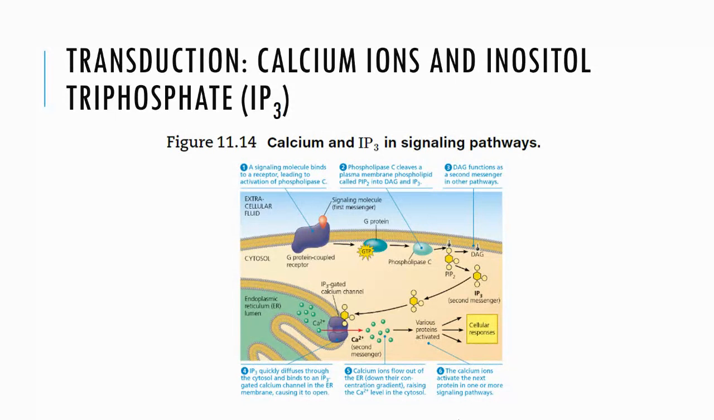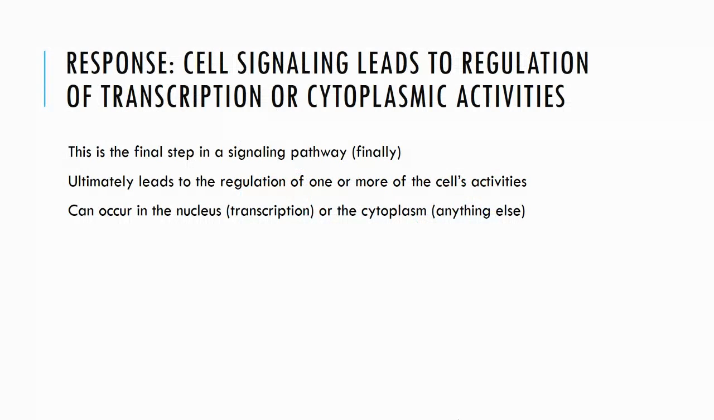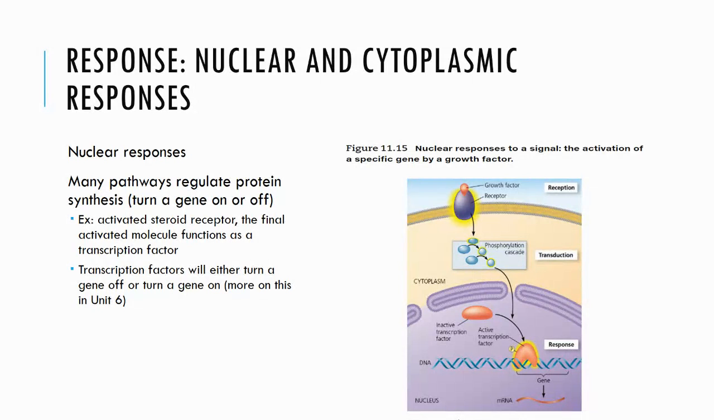So I hope you are noticing that theme of this happens, and then a couple of different things happen to activate other things, which ultimately lead to the response, which we are now at. Response is the final step in the signaling pathway. It ultimately leads to the regulation of one or more of the cell's activities. The final response can occur in the nucleus, affecting transcription, or in the cytoplasm, affecting literally anything else.